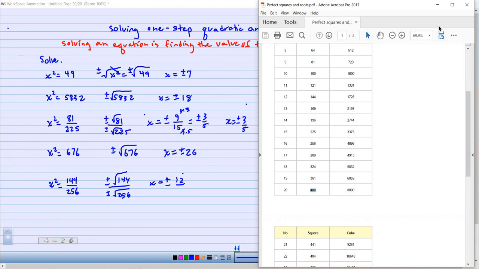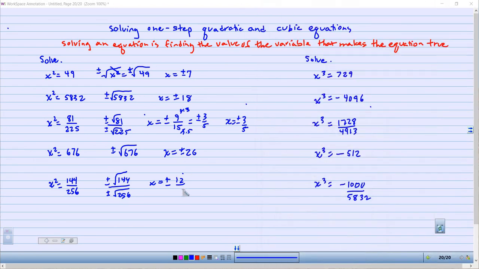256. There it is, 16 is that root that we're looking for. But again, 12 over 16 can be simplified, right? 12 and 16 are both divisible by 4. 12 is 4 times 3. 16 is 4 times 4. If we cancel that common factor of 4, we get 3/4 plus or minus. So the answer is plus or minus 3/4.